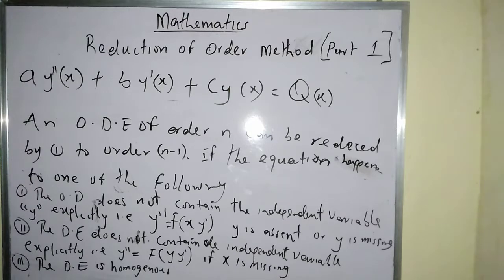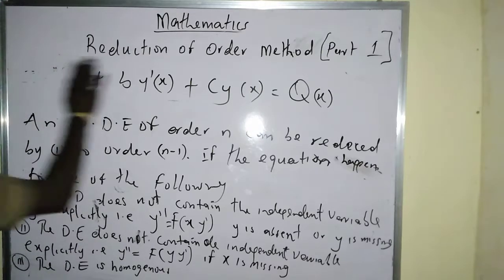Now, these are the things that we need to understand as far as this method is concerned. I will now move on to the cases. This will give us case 1, case 2, case 3. The first one is what? When my y is absent. That is my first case.